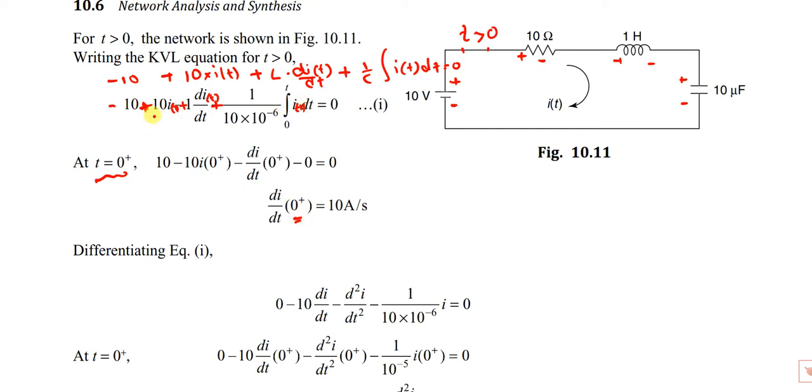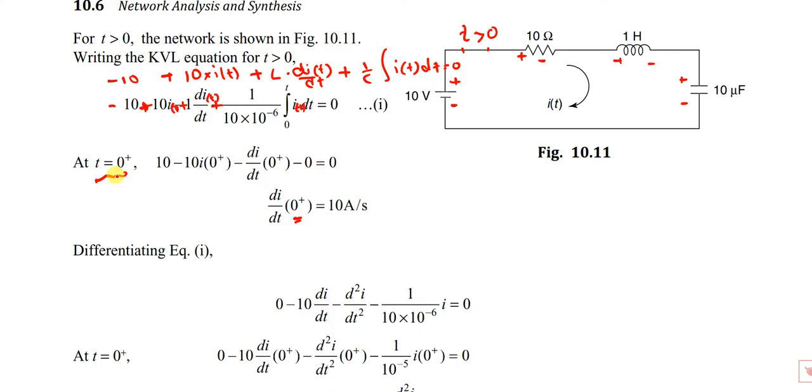I want to find the di by dt value. This is the general equation: minus 10 into I of t, L into di by dt, 1 by c integral of I of t dt. This is the voltage across the capacitor, the voltage across the inductor, the voltage across the resistance. Applied voltage is equal to the drop across the resistor, the drop across the inductor, and the drop across the capacitor. This is the general equation for t greater than 0. I wrote the integral differential equation.